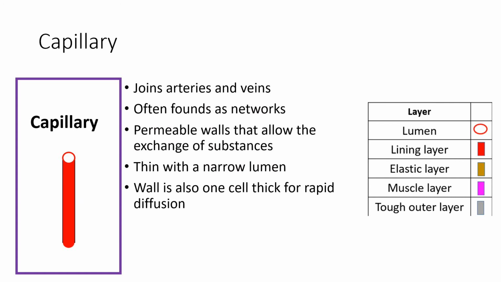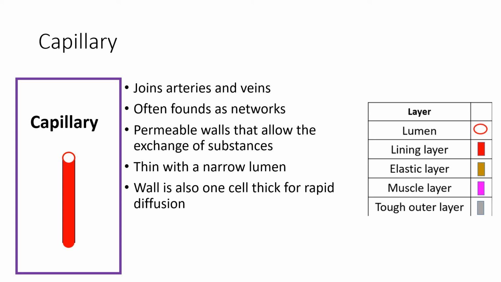The last thing we're going to look at is a capillary. Capillary is the link between an artery and a vein. They're often found in networks. They're very rarely found individually. They're found in big giant networks. The reason they're found in giant networks is because it's the place where exchange of substances will occur. Sometimes it's to remove substances from the blood into the cells. Sometimes it's to take stuff from the cells and put it into the blood, but it's always exchange of substances.